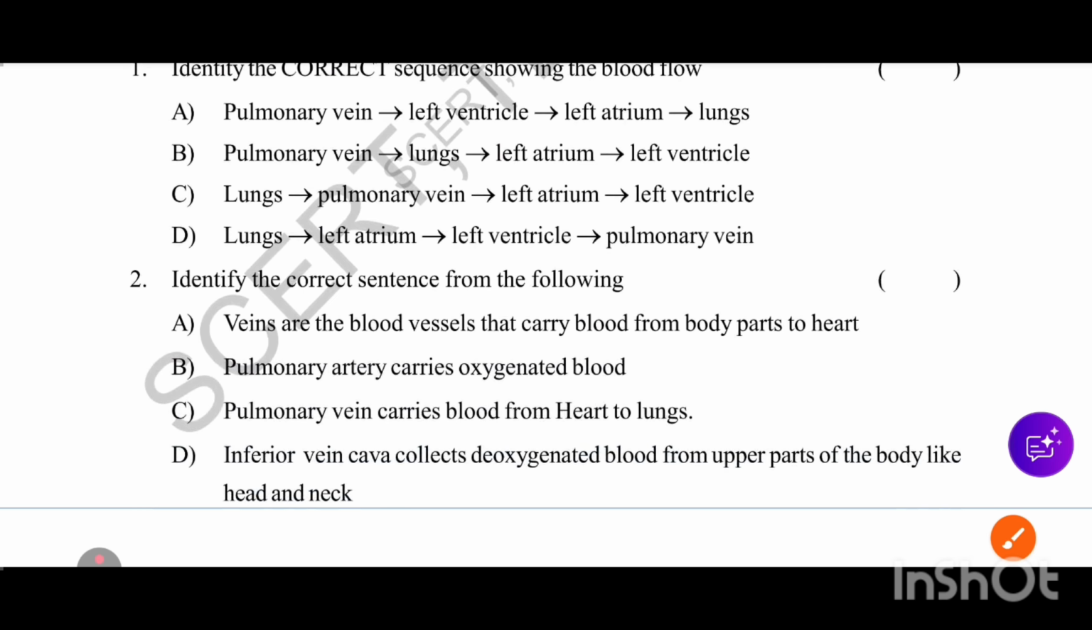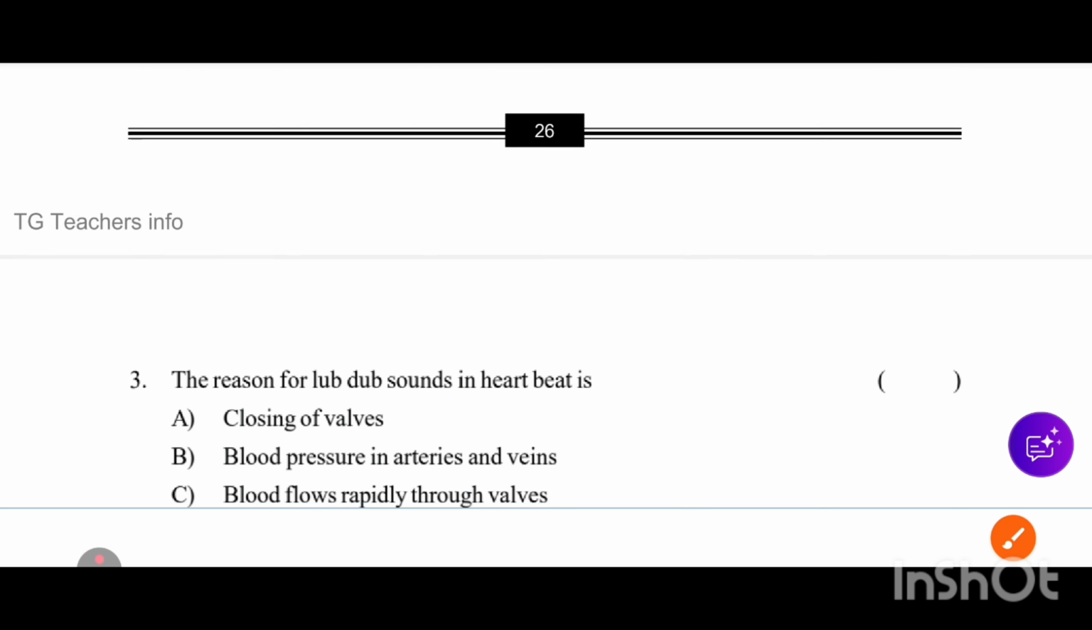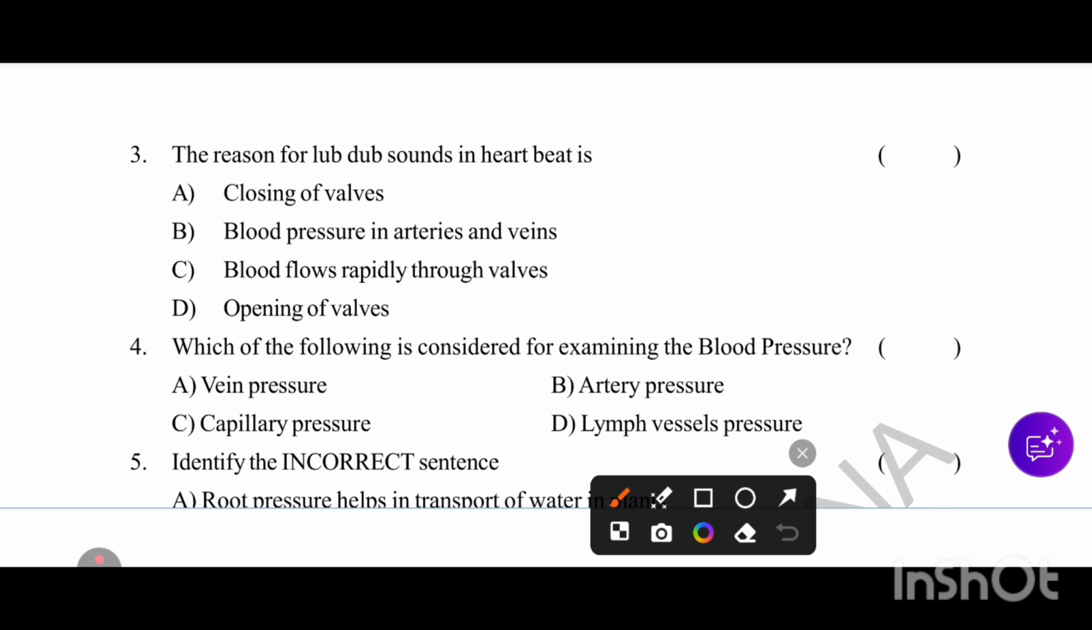Next one is, identify the correct sentence from the following. So in this, the right option is, veins are the blood vessels that carry blood from the body parts to the heart. For the second question, the right option is A. Remaining all are wrong options. Next one is the third question. The reason for lub-dub sounds in the heartbeat is the closing of valves. Remember that, very very important, and a little confusing bit this one is.